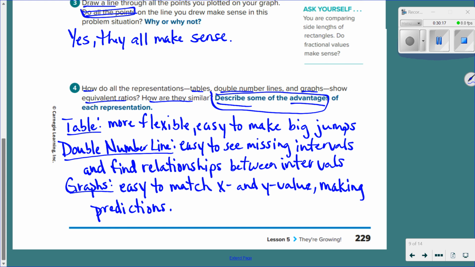It is nice to get comfortable with all three formats so that you're able to use all three of them and understand how they're related.